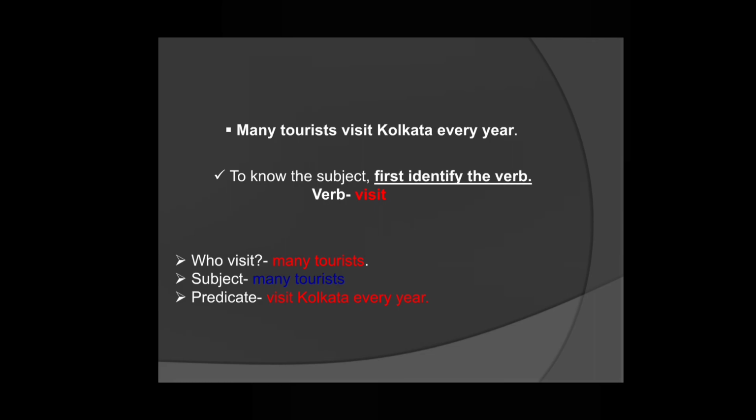Again, see the sentence once again. Many tourists visit Kolkata every year. The verb is visit. We can ask the question, who visit? The answer is many tourists. So the subject of the sentence is many tourists. And the predicate is visit Kolkata every year.